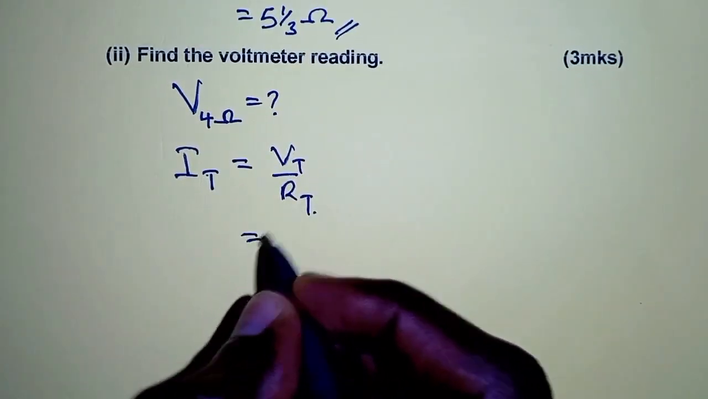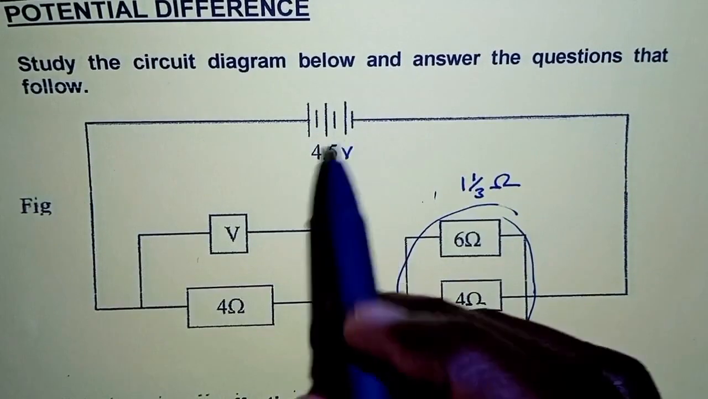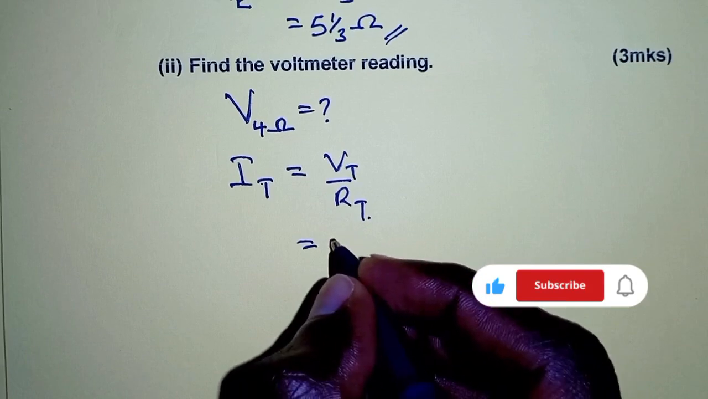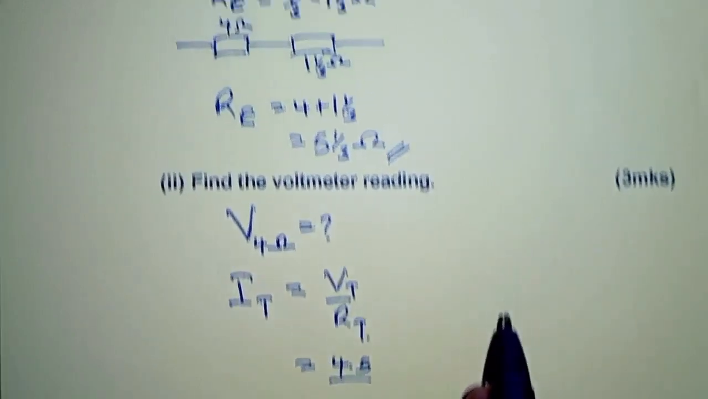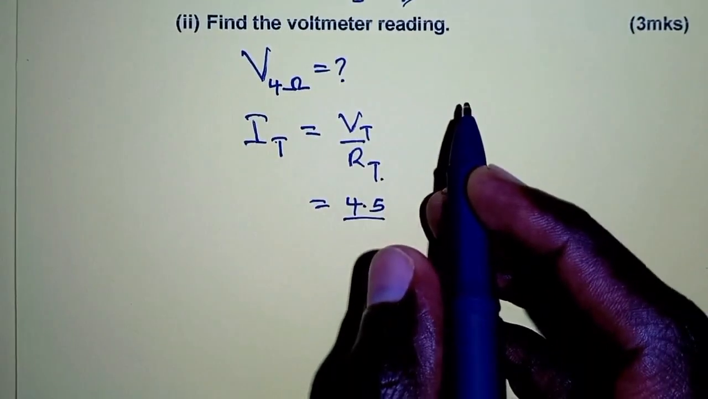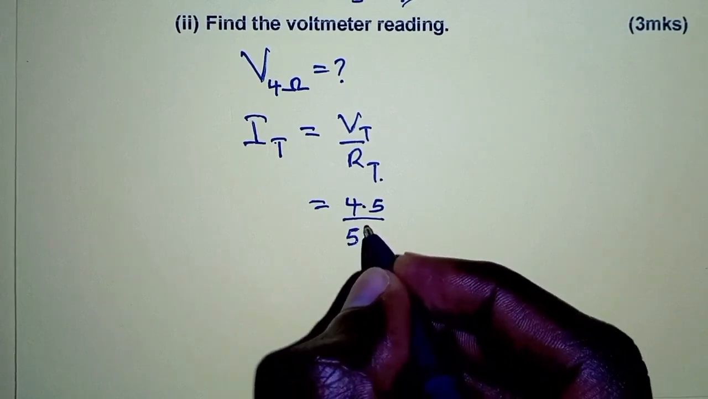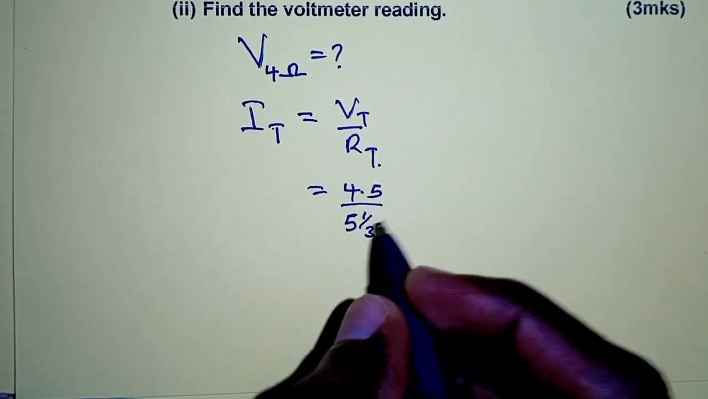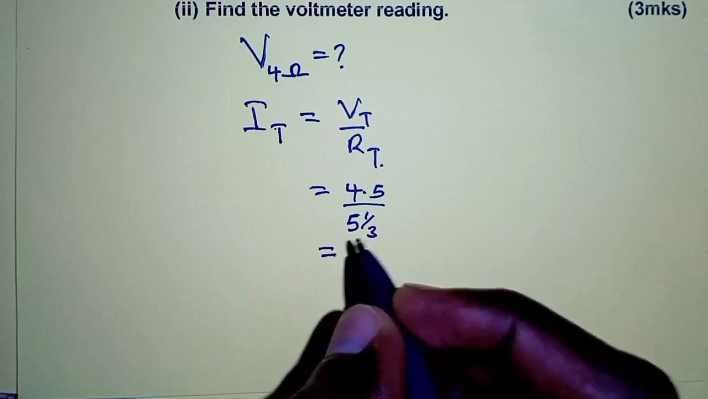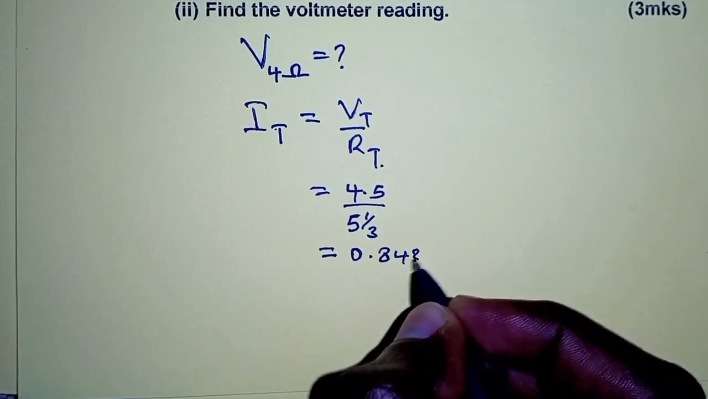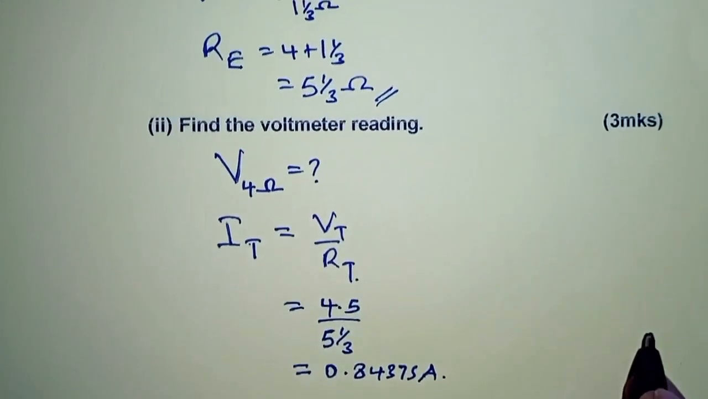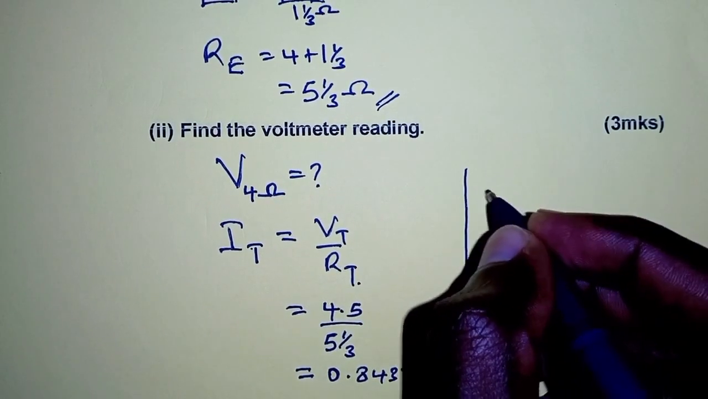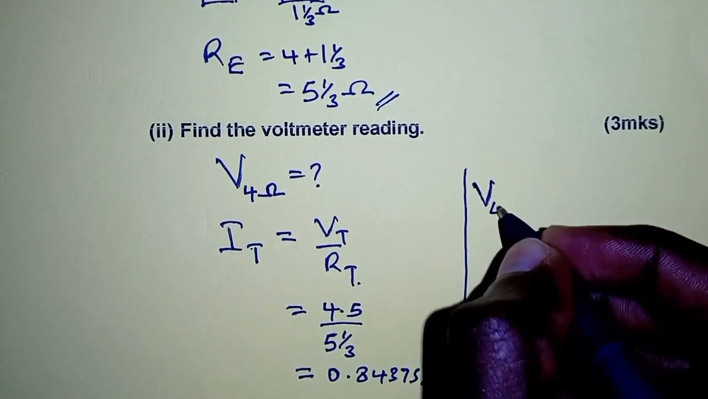So we have the total voltage given here. That is the voltage supplied by the battery. So that is 4.5. And the total resistance we already have here, 5 and a third ohms. And that will give us a total current of 0.84375 amps.